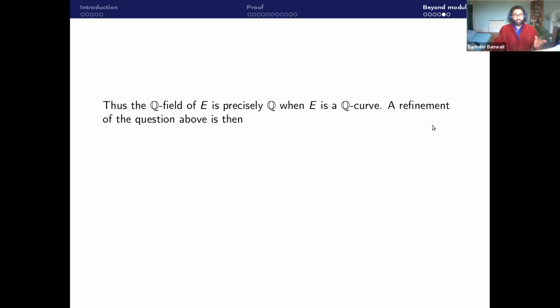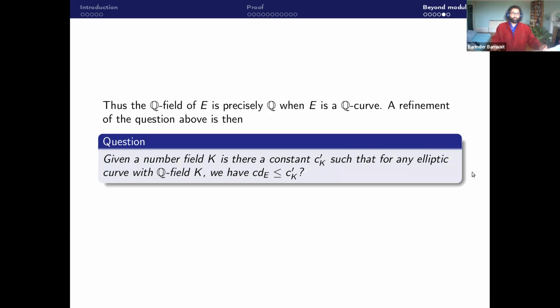And so a more refined question than the previous one, which is trying to replace Q curve with maybe other classes, like K curves perhaps. So if you have a number field K, then as you vary over all elliptic curves whose Q field is that number field, is the congruence defect uniformly bounded there? And this is also not known for any other number field apart from Q.